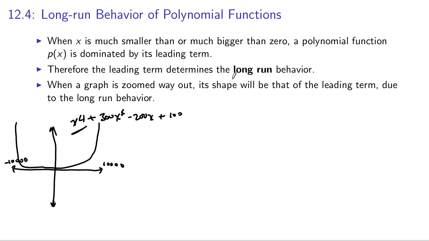Therefore, the leading term determines the long-run behavior of a polynomial. In other words, how it behaves when we get really far away from 0. When a graph is zoomed way out, as I'm pointing out, its shape will be that of the leading term, because that is the long-run behavior.